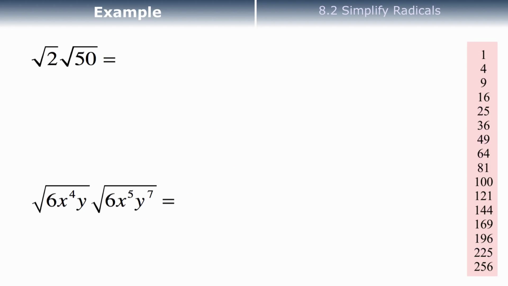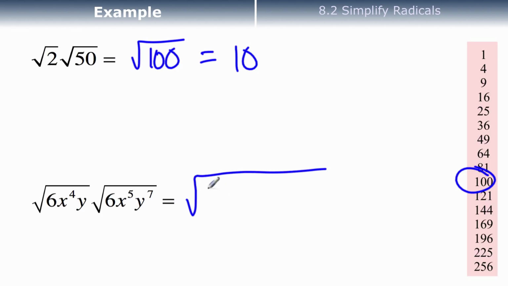One last slide. Let's try these ones. Square root of 2 times square root of 50, product rule. I could multiply those together, so that would be the same thing as the square root of 100. Oh, and the square root of 100, that's one of my pretty numbers, is 10.